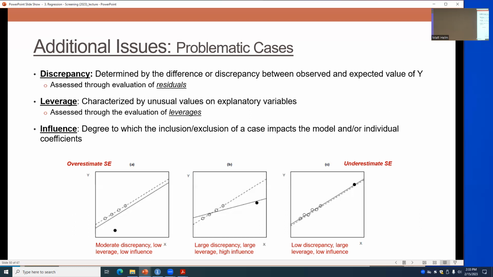Yeah, it's decreasing the width of our, or it's increasing the precision of our estimate. But if it's just a weird case that happens to fall where my regression line would fall anyway, and it starts to drive down my standard error, I need to be concerned about that and check it out.